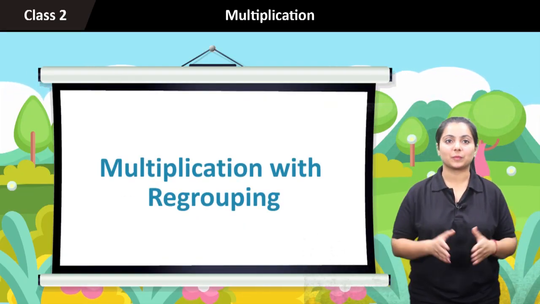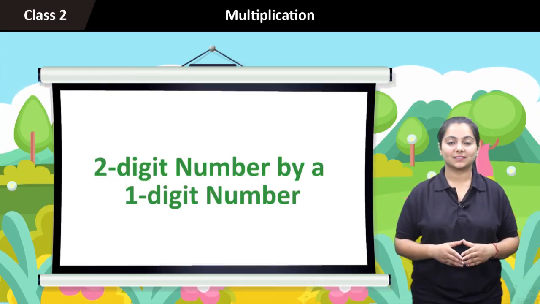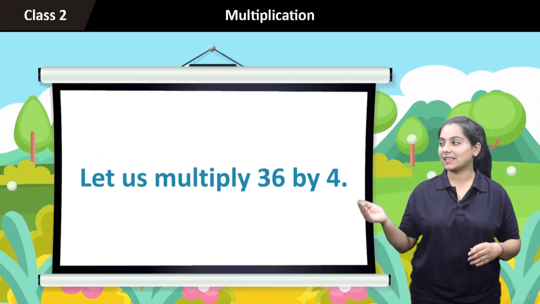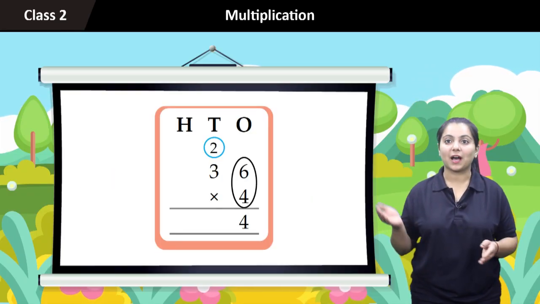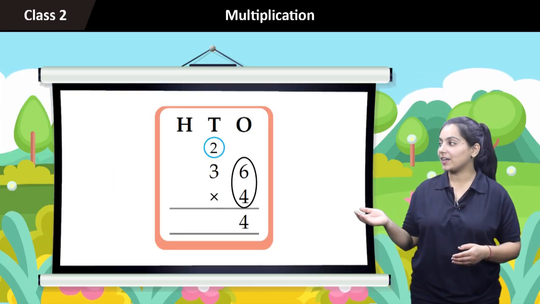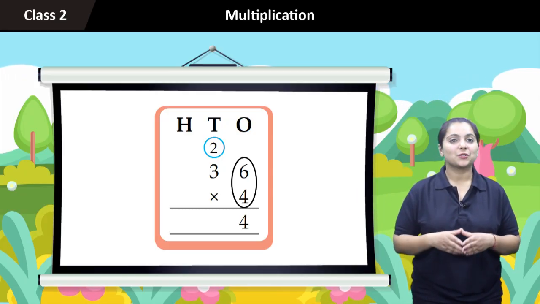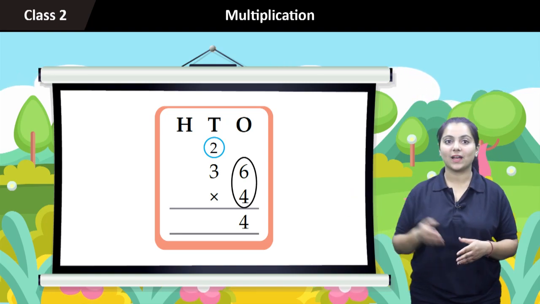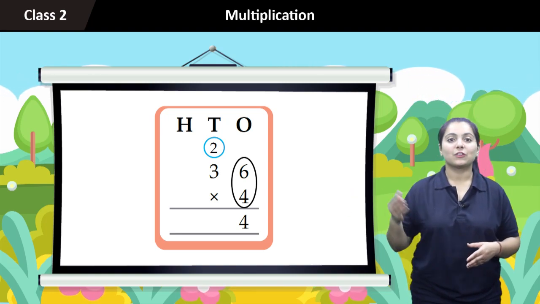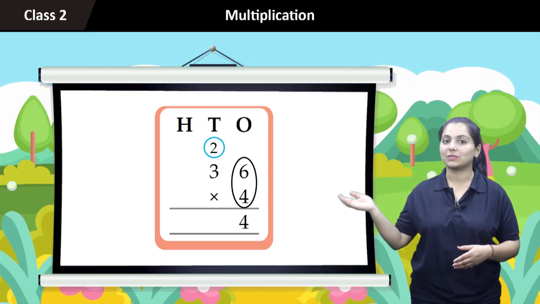Multiplication with regrouping. 2-digit number by a 1-digit number. Let us multiply 36 by 4. Multiply the ones by 4. 6 ones multiplied by 4 is equal to 24 ones. 24 ones is equal to 2 tens plus 4 ones. Write 4 in the ones column and carry over 2 tens to the tens column.